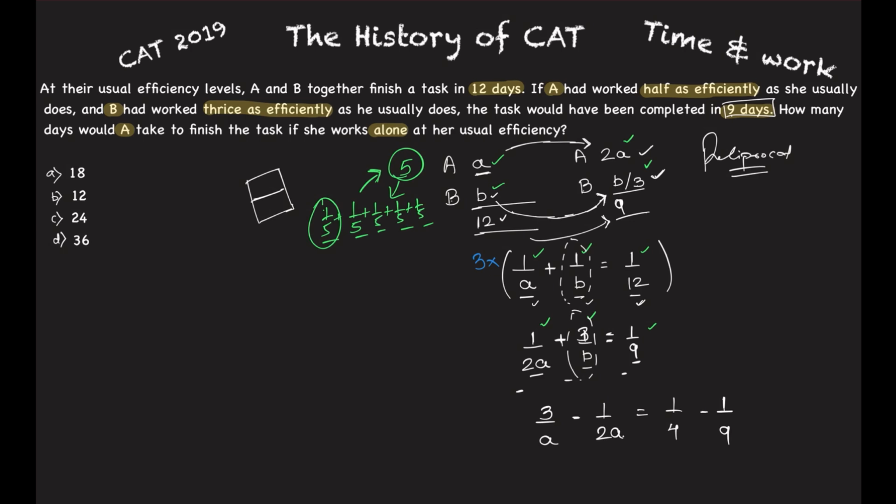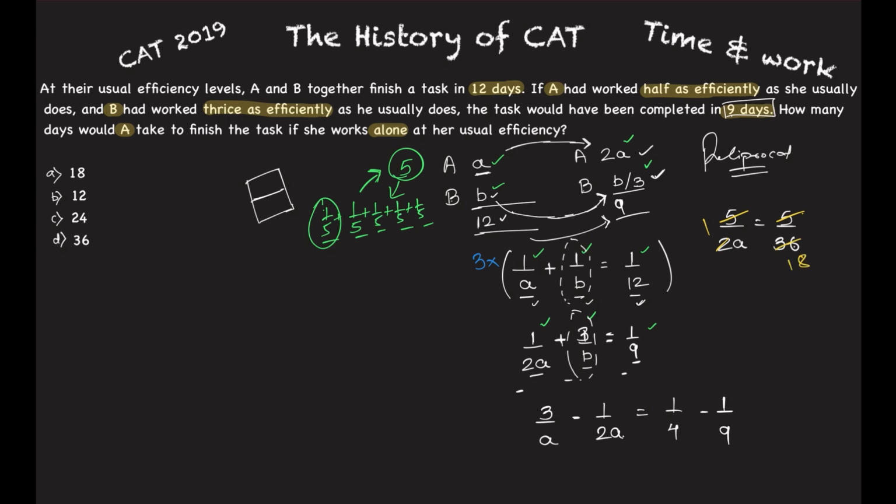So making the same denominator, this becomes 6 minus 1 is 5 upon 2a is equal to 9 minus 4, which is nothing but 5 upon 36. Okay, the problem is solved now. This 5 gets cancelled. 2 1s are 2, 18s are.